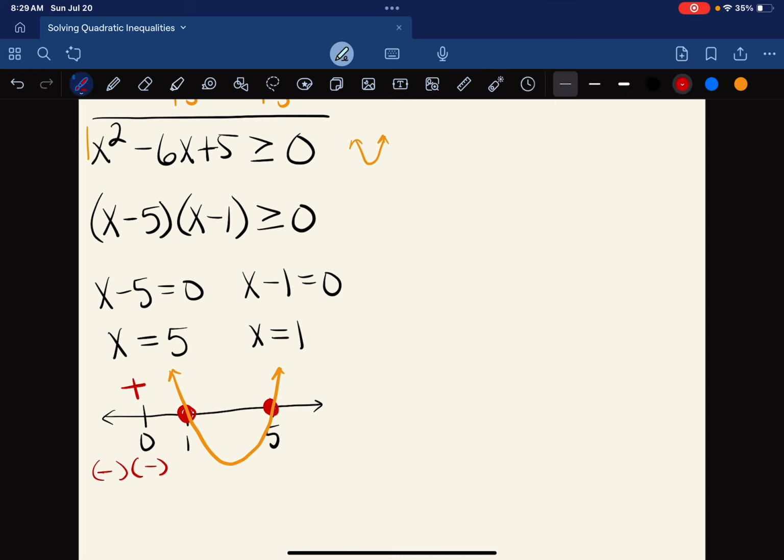Now let's choose a number between 1 and 5, and it doesn't matter what value we choose as long as it's between the two, so I'll just choose 3. If I take the number 3 and I substitute it in for my x values, 3 minus 5 is negative, but 3 minus 1 is positive. And you see, I'm not even actually getting the numeric value.